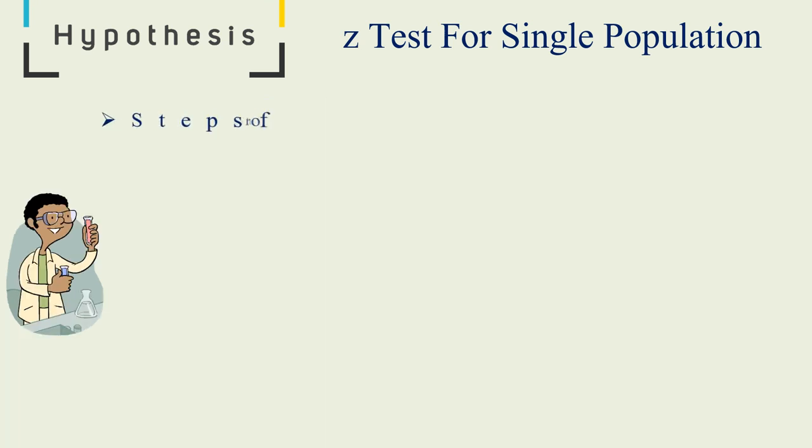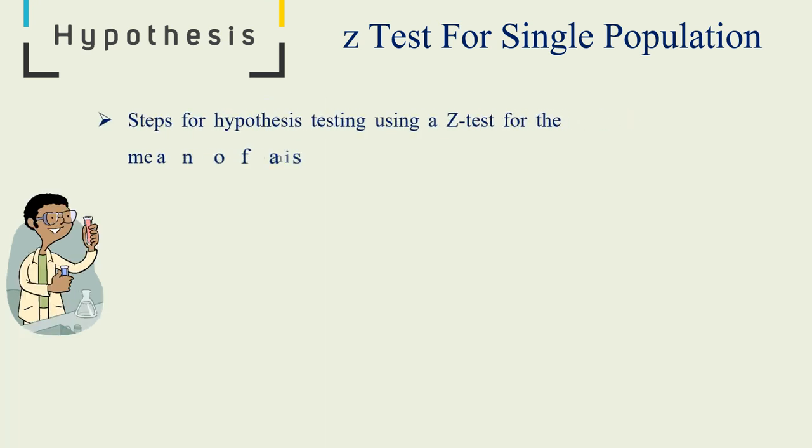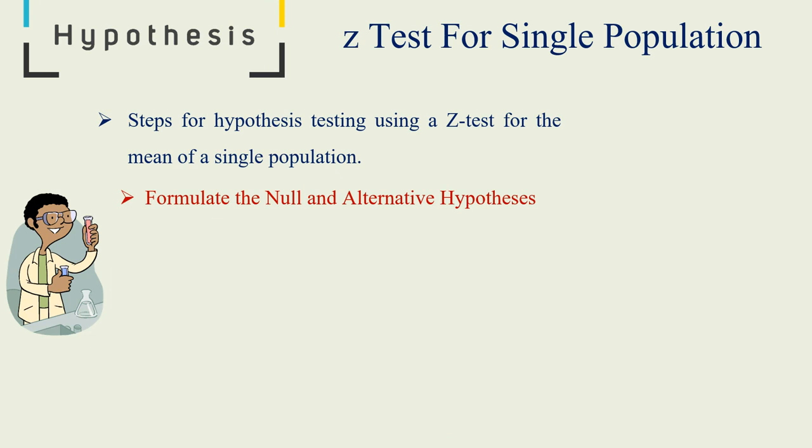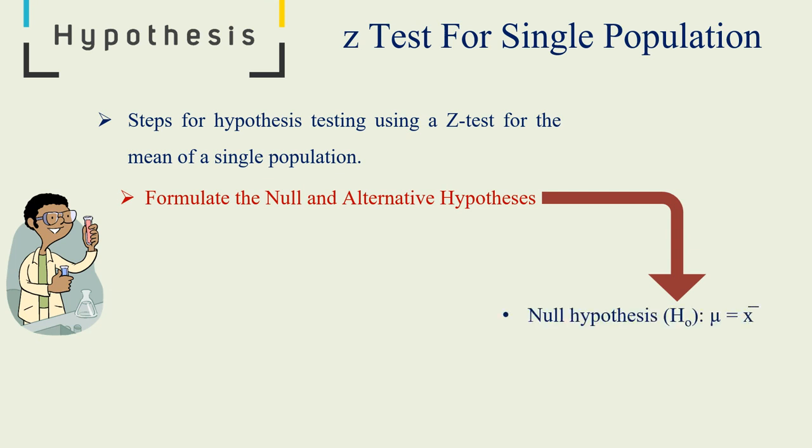Let's now discuss the steps for hypothesis testing using a z-test for the mean of a single population. First step is, formulate the null and alternative hypotheses. We are testing whether a sample mean differs significantly from this population mean or not. Therefore, the null hypothesis can be stated as mu is equal to sample mean.